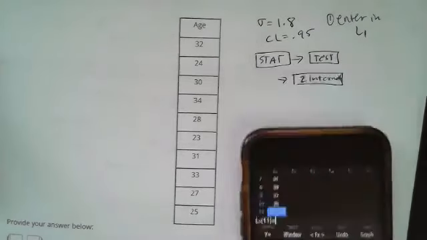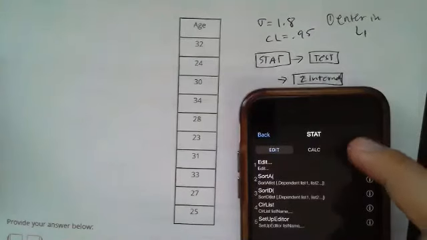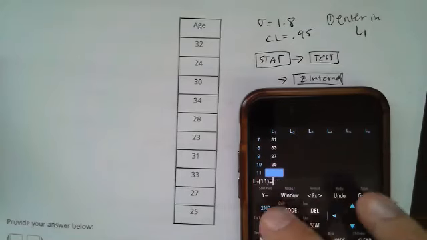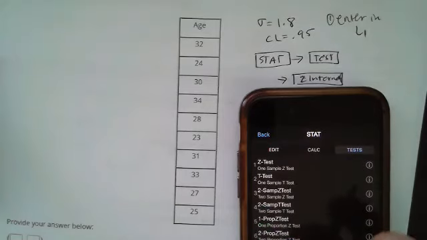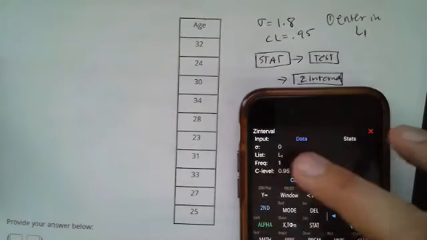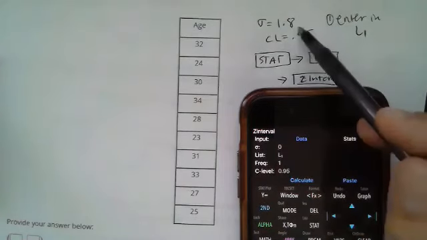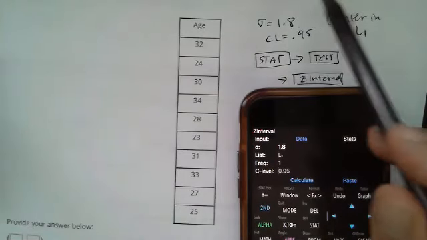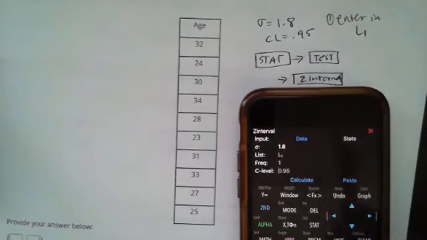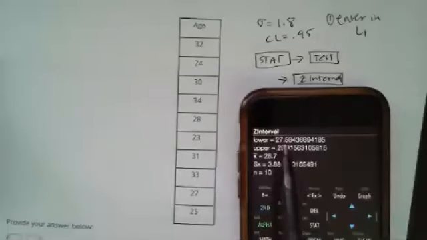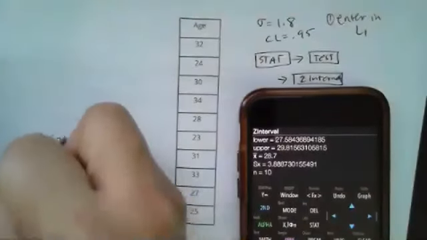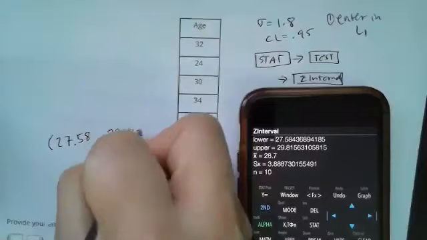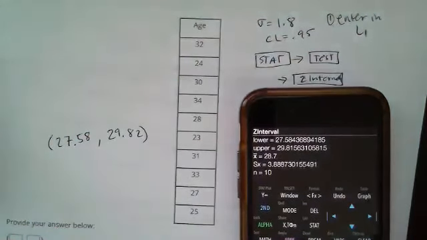So I've entered it in, and then I go stat, test, z interval. Wait, oops, my bad. I was supposed to exit out here. Okay, so now stat, test, z interval. It asks for your standard deviation. Well, that's 1.8, given in the problem. My list is L1. My confidence level is 95%, so 0.95. Okay, great. Then I just calculate it, and I get my interval here. So my interval is 27.58, comma, 29.82. Okay? Questions on this?